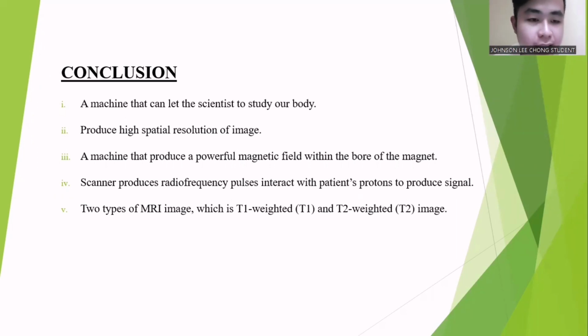And lastly, there are two types of MRI image, which are T1-weighted and T2-weighted images. The difference between these images is that when the radio frequency pulse sequence only highlights the fat tissue in the image, that is what we call a T1-weighted image. While a T2-weighted image highlights both the fat tissue and the water. That is the difference between T1-weighted and T2-weighted MRI images.